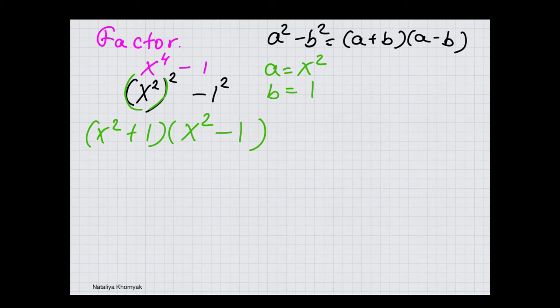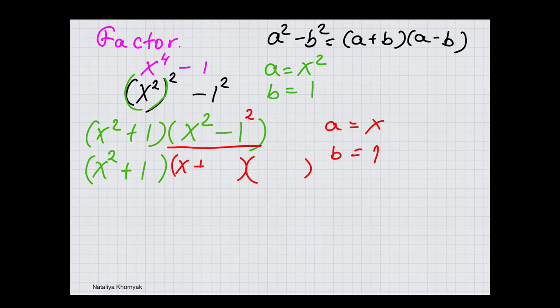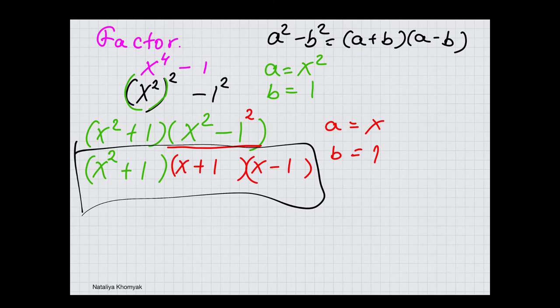Now be very careful here, because the second parenthesis is also a difference of squares, because 1 times 1 goes back to 1. So we need to factor the second parenthesis also, and in this one a is equal to x and b is still 1. So the first parenthesis stays the same. You cannot factor if there is a plus in between, only if there is a minus. And the second parenthesis becomes x plus 1 times x minus 1. And this is our solution. That's all.